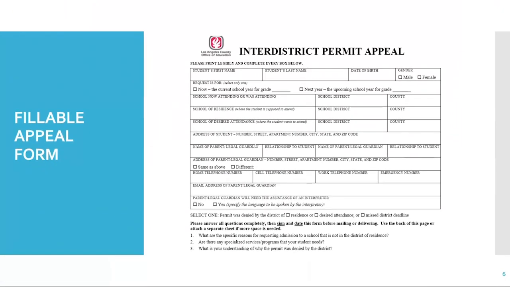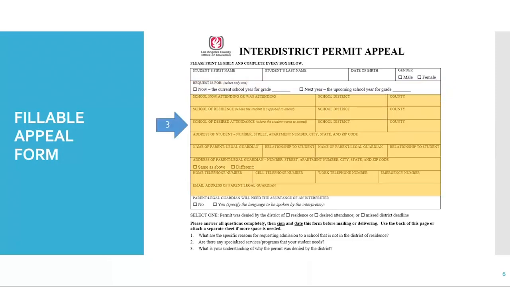It's important that you fill out all 6 sections on the Interdistrict Permit Appeal form completely. 1. Write the student's full legal name, followed by the birth date and gender as it appears on the birth certificate. 2. Mark if the appeal is for the current school year or for the next year. You may appeal only once per year, once to request exit from your district of residence, and or once to request entrance to your desired district.